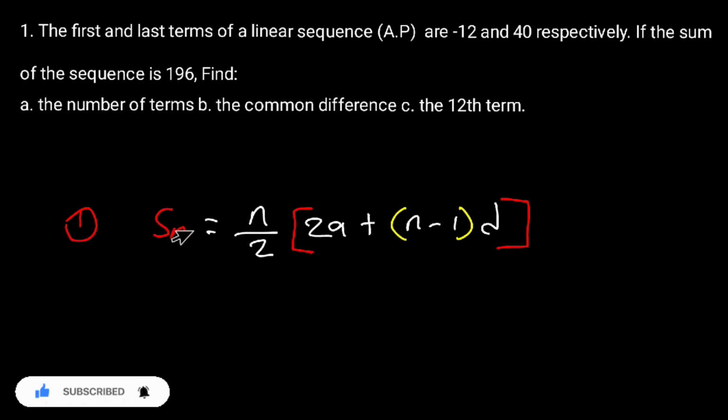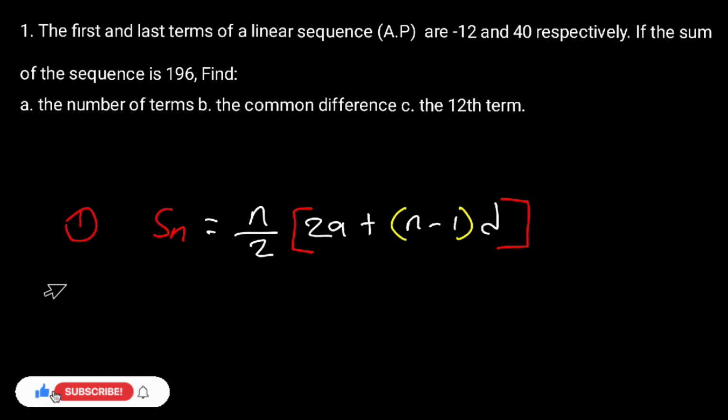And in this case, you might be given the sum of the sequence, the number of terms, and the first term, and you're asked to calculate the common difference. Or you might be given the common difference, the number of terms, and the first term, and you're asked to calculate the sum of the sequence. So whichever one you're asked to find, other information will be provided.